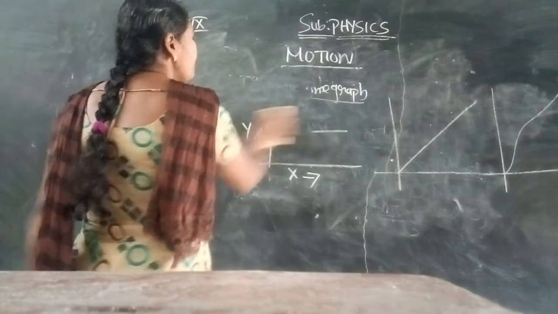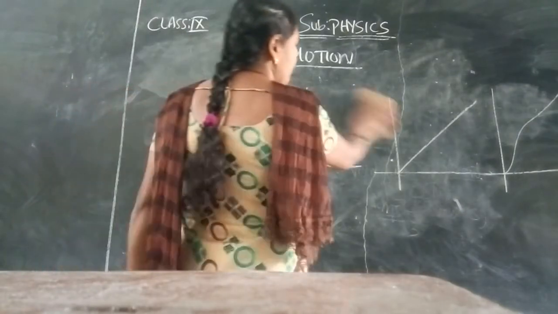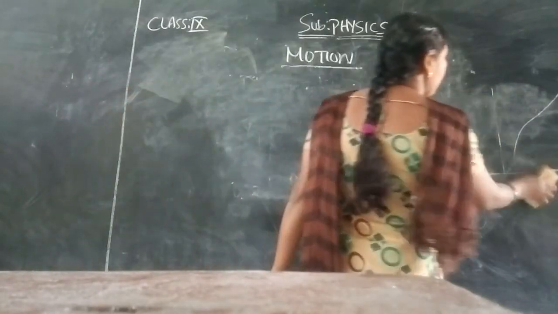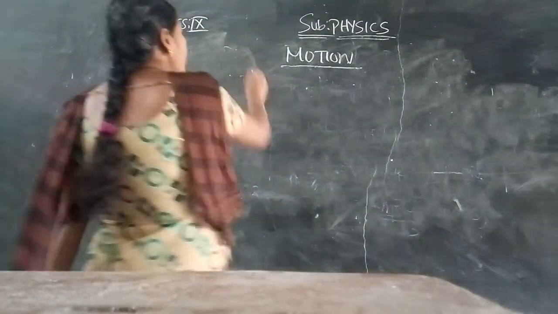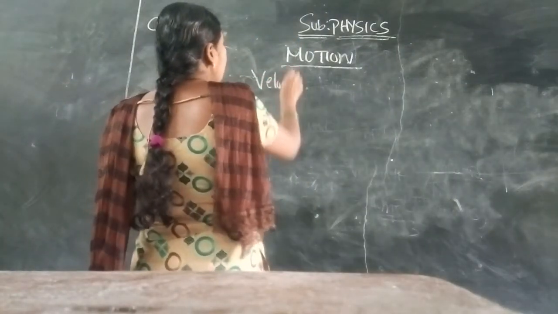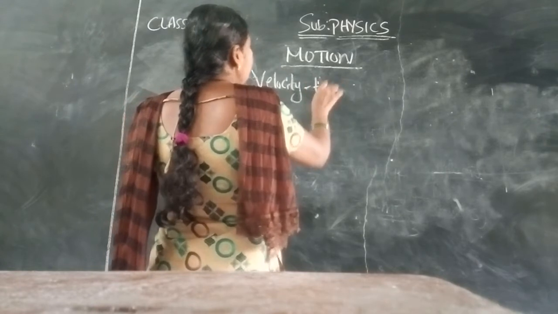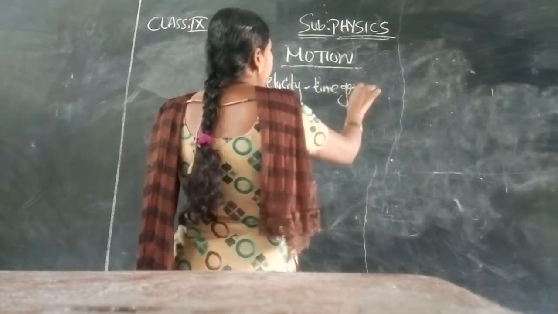The next one, the velocity time graph. Please try to recall what I am explaining now. Next one is the velocity time graph I have explained. What about the velocity time graph, children? There also 3 graphs are there.